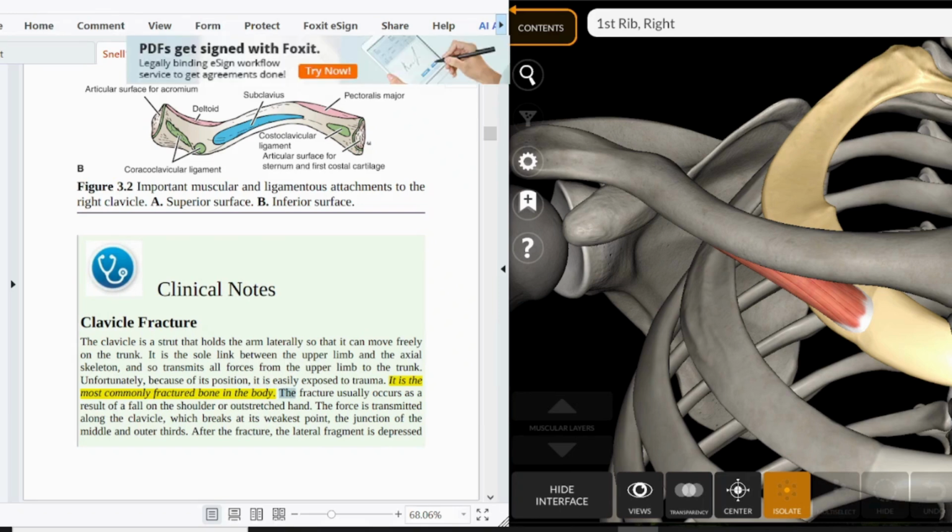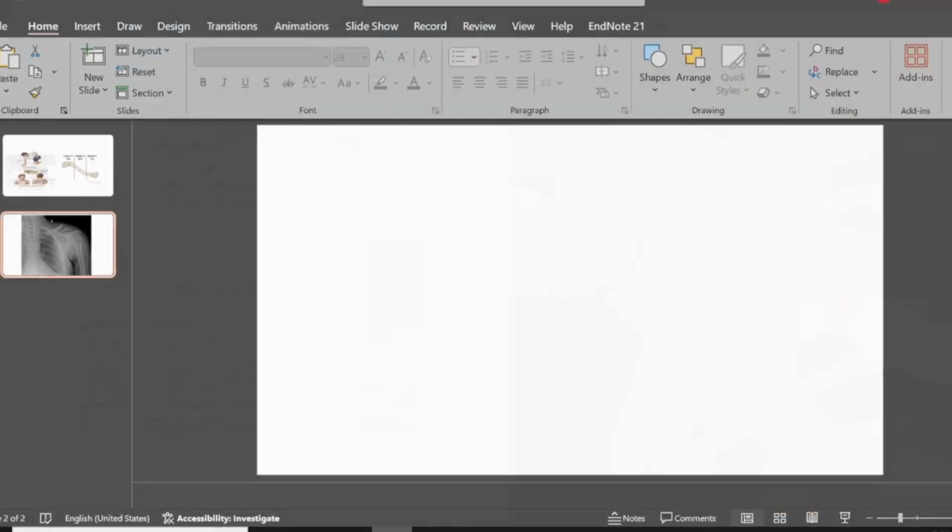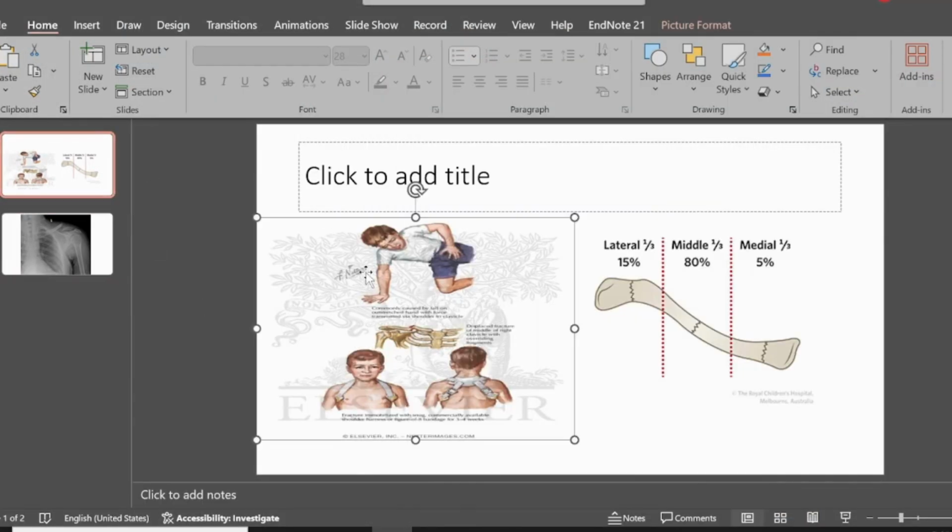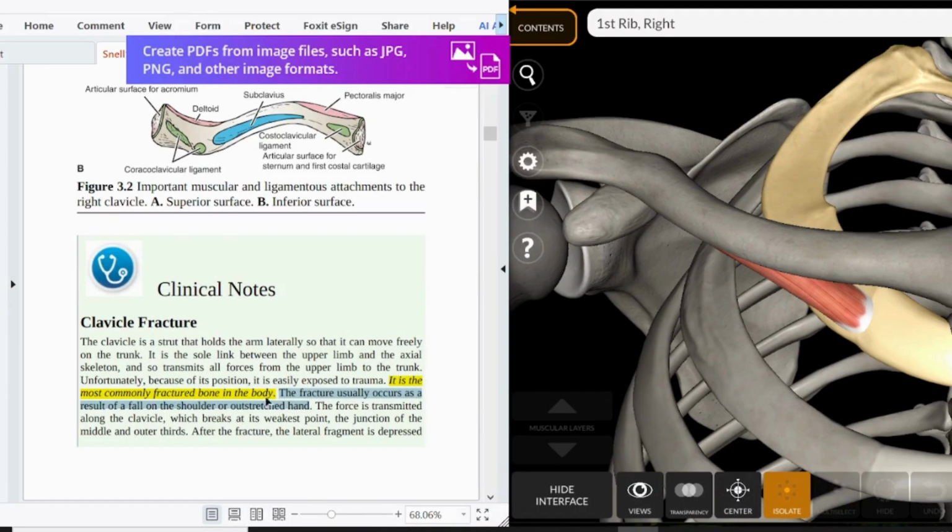The fracture usually occurs as a result of a fall on the shoulder or an outstretched hand. So what is an outstretched hand? This is an image showing a small kid who fell on his outstretched hand. If a boy falls, he'll be falling on his outstretched hand. So fractures usually occur when the person falls on the shoulder or an outstretched hand. The force is then transmitted along the clavicle, which breaks at its weakest point.